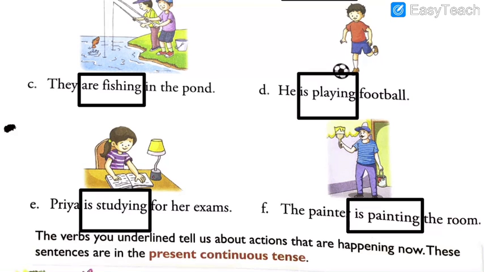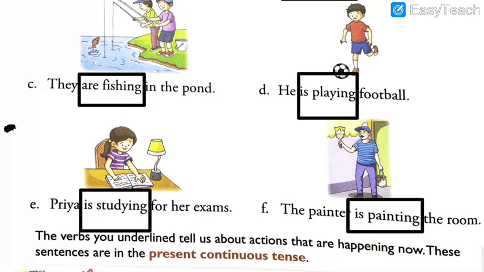Now say for an example, they are fishing in the pond. Now what are they doing right now? They are fishing and they are still fishing. Right? So the action is happening continuously now. So they are fishing in the pond. So fishing. Now like I said in the starting part of the chapter, always in the continuous tense, the ing form will be there with the verb.